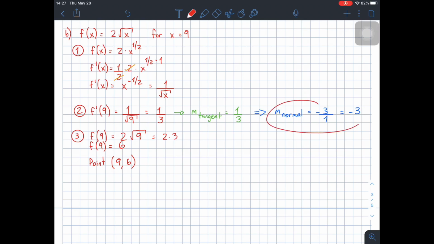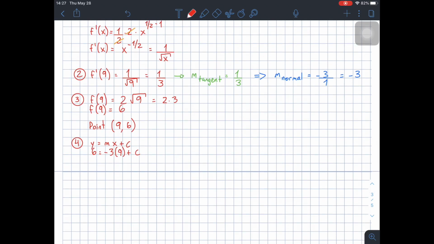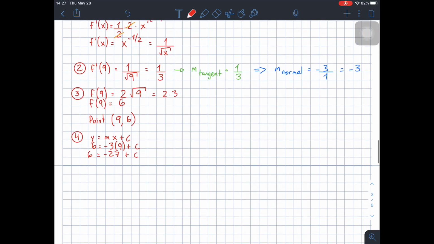Okay, and we already have the slope of the normal line. So once I have the slope of the normal line and a given point, I can find the equation of the normal line. So we're going to write the general form, which is y equals mx plus c, and then we're going to replace the known point and the slope into the equation. So this would be 6 equals negative 3 times 9 plus c. If we solve this, 6 equals negative 27 plus c. So the value of c is equal to 6 plus 27, that's 33.